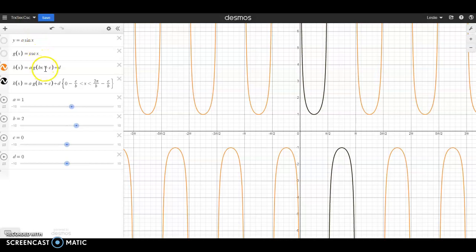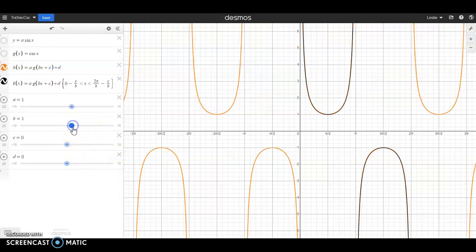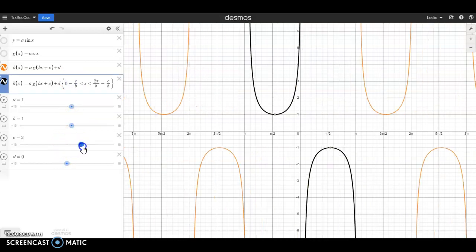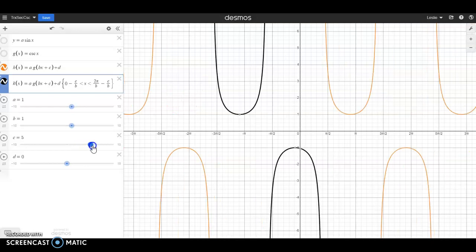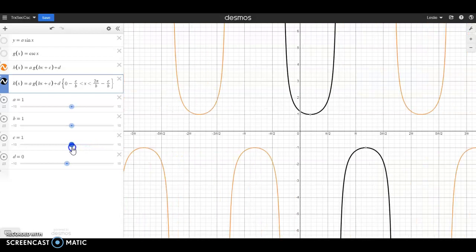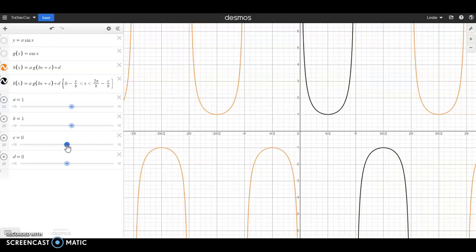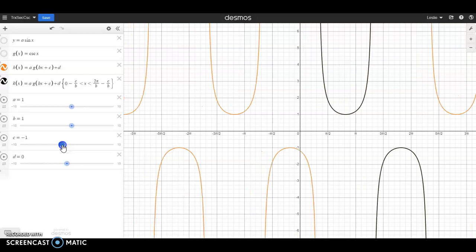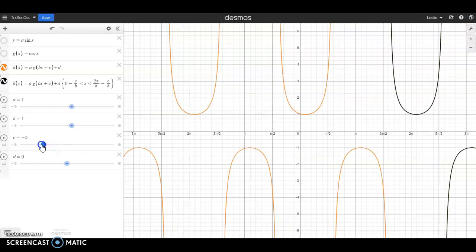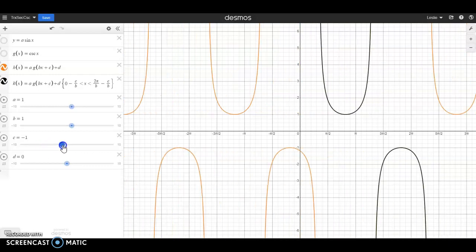The last one we haven't talked about yet is the C value. And C just moves the graph to the left or to the right. Let's put B back to 1 for now, and then let's move C to the right. And we can watch as the graph moves to the left. As C is getting bigger, positive, the graph is moving farther to the left. Go back to 0. If I move C to the left, making it negative, the graph will move to the right. The farther I move C to the left, the smaller it gets, the farther the graph moves to the right.